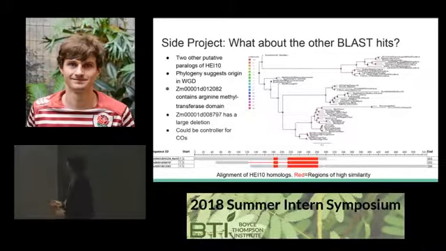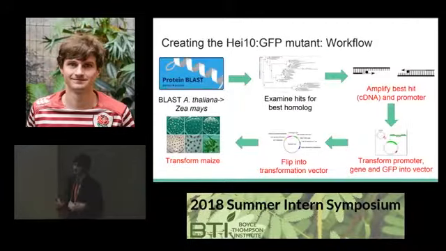So back to the main project. After I identified the best homolog, I made primers for its cDNA as well as primers for its promoter, because in order to be a legitimate GFP mutant, it has to express at the same level as in wild type. So I transformed all of those into the vector, which is the pENTR vector, using restriction digests.